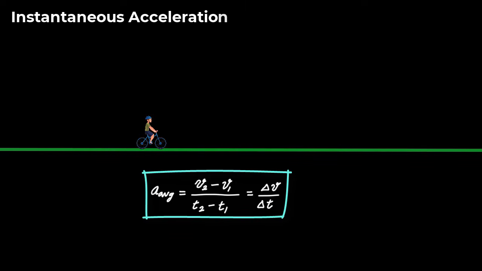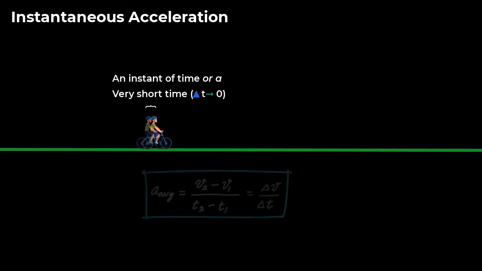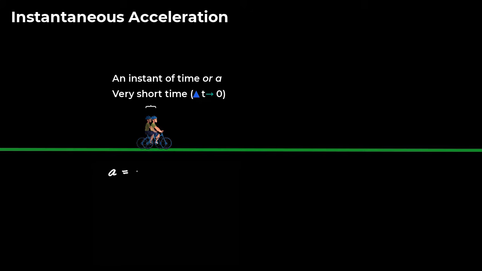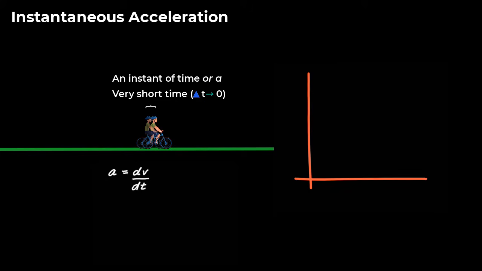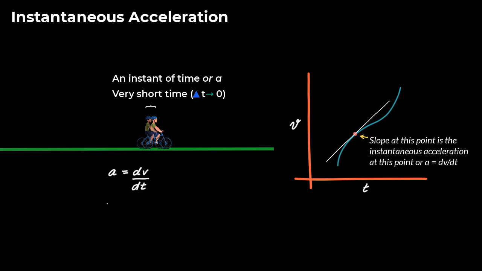Now we will move on to the idea of instantaneous acceleration. Earlier we saw that this is the average acceleration between two times. Now, instantaneous acceleration is defined as a rate of change of velocity in a given instant or a given point of time, and is written as a is equal to dv by dt. So if you're given a velocity time graph, then the slope of the graph at any point of time would be the instantaneous acceleration at that time.